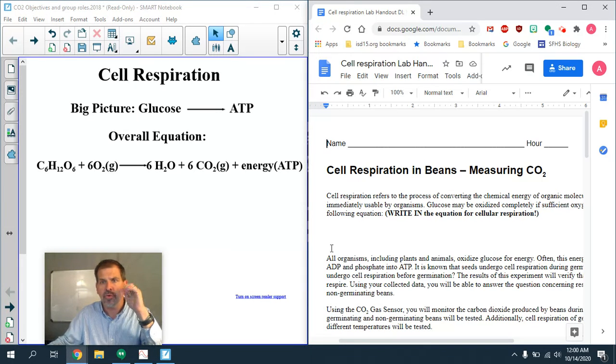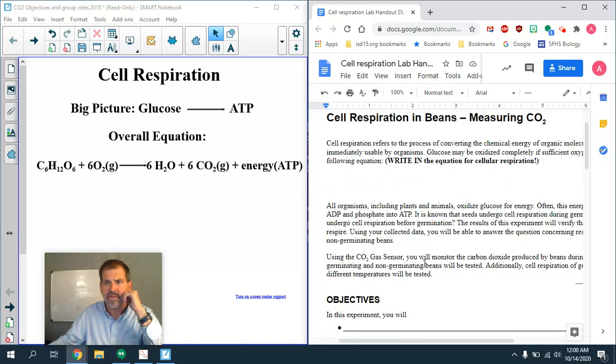Here is your lab. This lab can be found in the class handouts section of chapters 8 and 9 in the Schoology folder. This is the lab and this is the introduction. So what you want to do is briefly read through this introduction and then pause the video from time to time because here is some information that you want to write down.